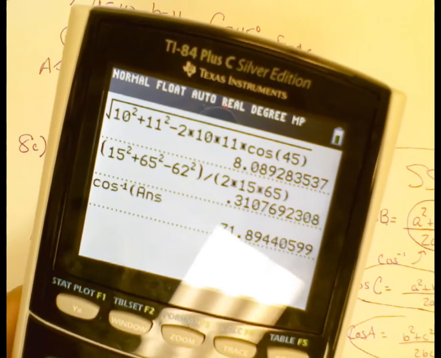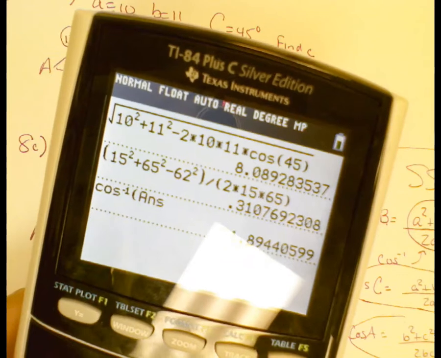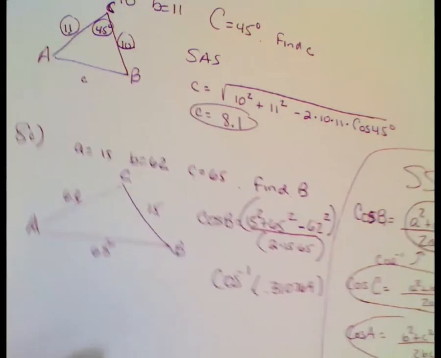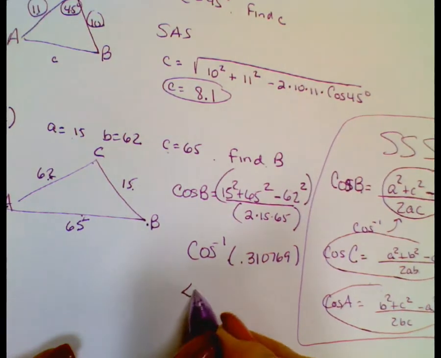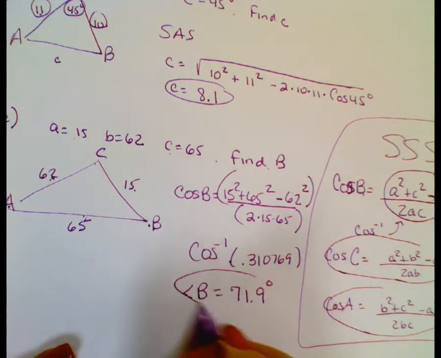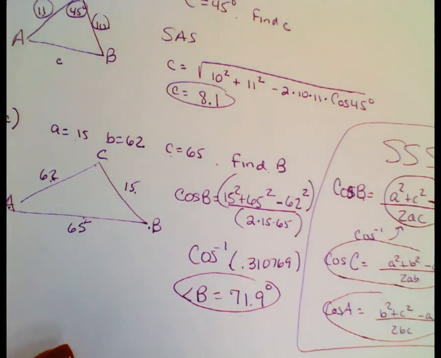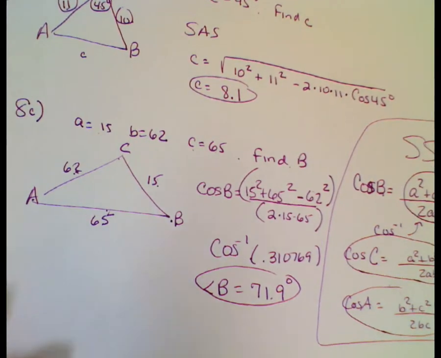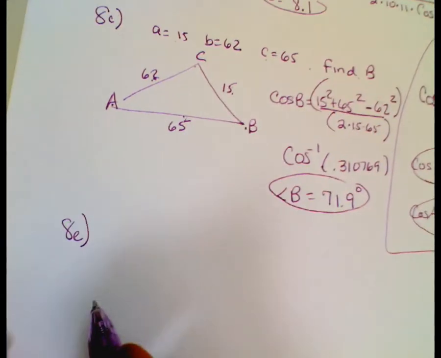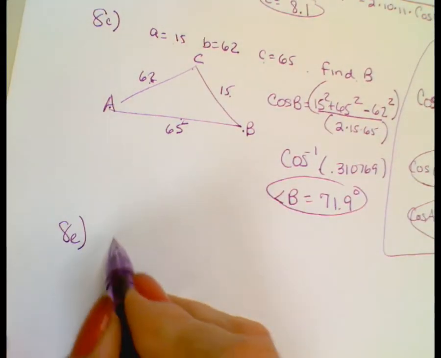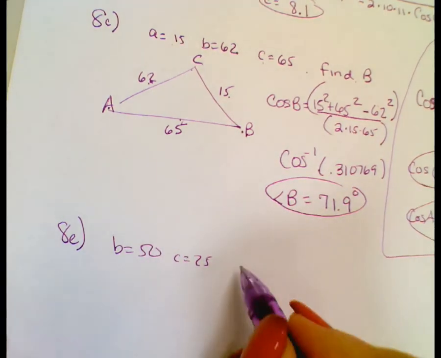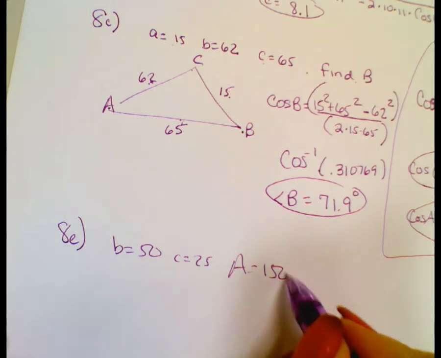So it's 71.9 degrees. So angle B is 71.9 degrees. And that's your answer. Pretty easy, huh? 8E. So 8E, we got B is 50, C is 25, and angle A is 150.